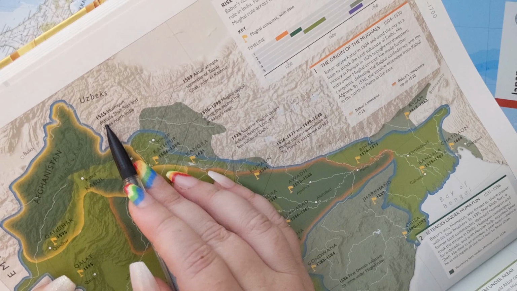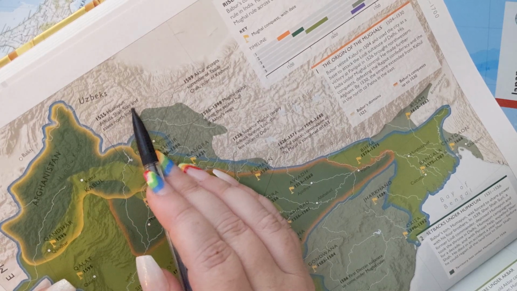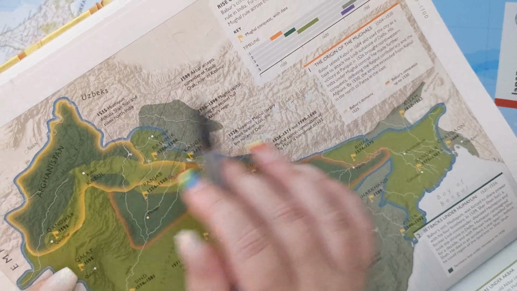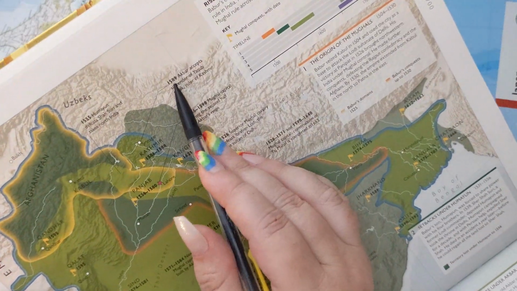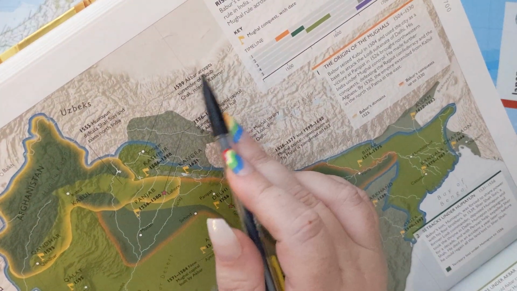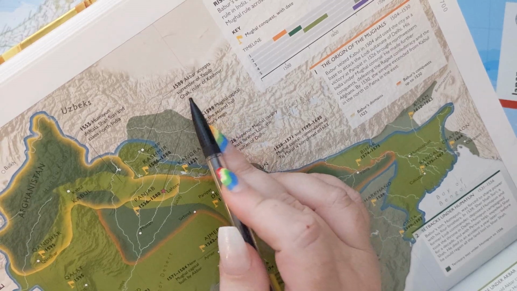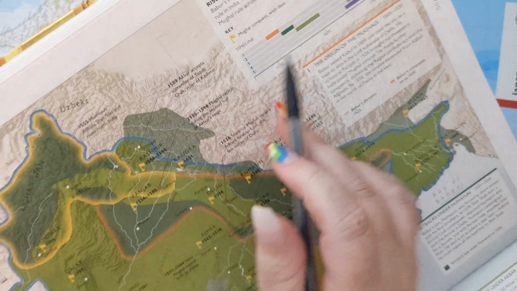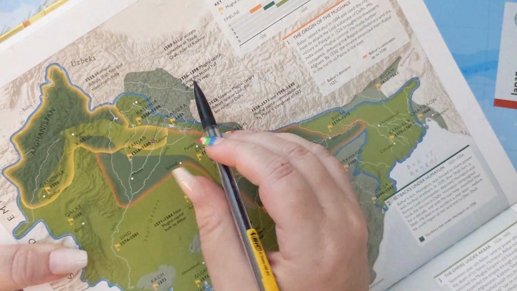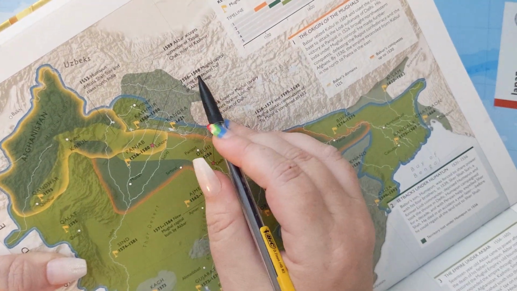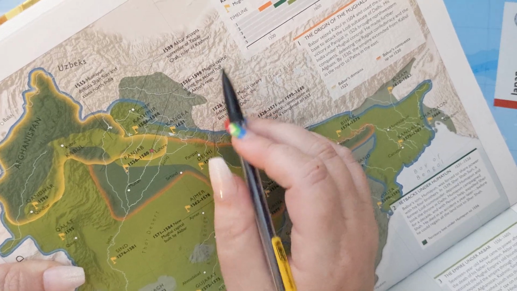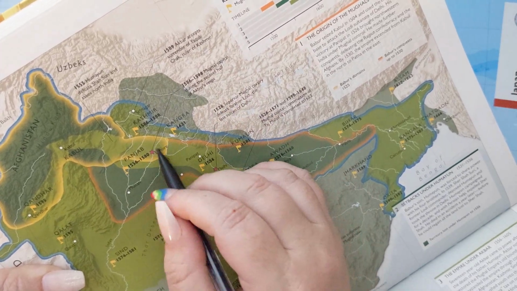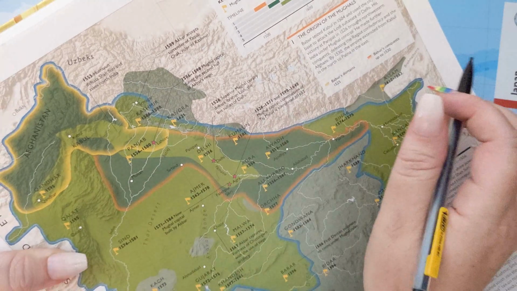1555, Humayun defeats Shah Suri and takes North India. It's hard to read with the Himalayas there. Same with this. 1589, Akbar accepts surrender at Yakub Chak, ruler of Kashmir. Goodness, it's hard to read. 1586 to 1598, Mughal capital during the second half of Akbar's reign. Here in Lahore, which is now in Pakistan.